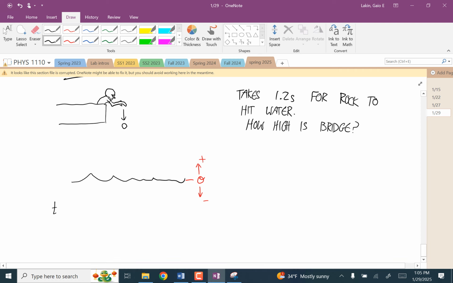So I'm going to choose my time equals 0. This one actually has a stopwatch in it, so the time 0 and time final correspond to when you really click the stopwatch. So time equals 0 is when you turn the stopwatch on, and the time final is when you turn it off. That's when it hits the water.